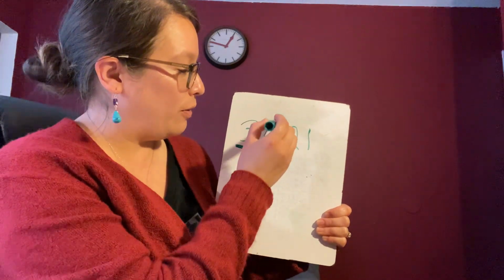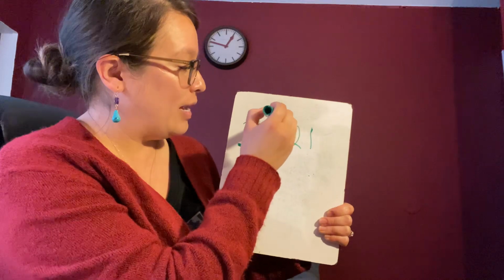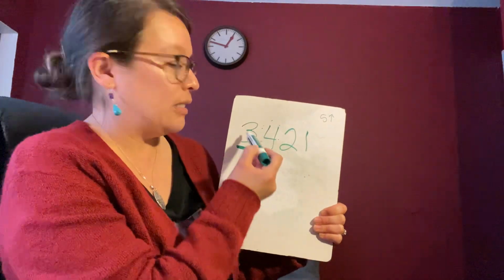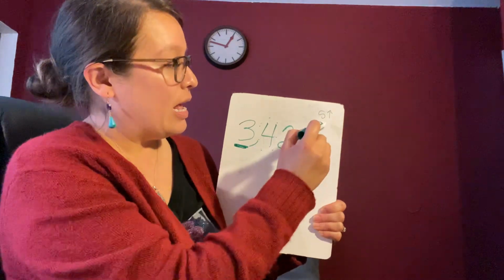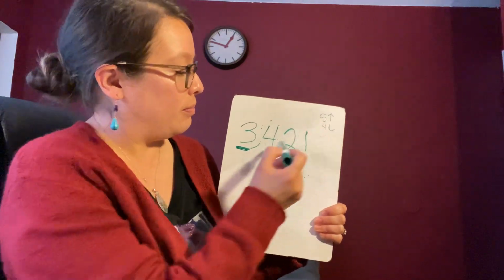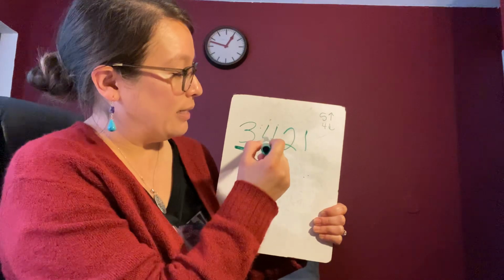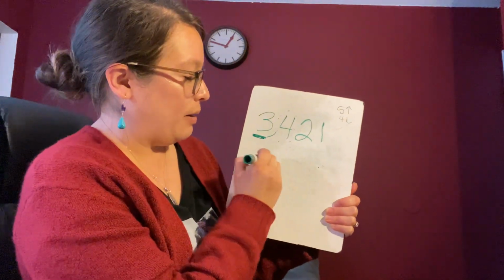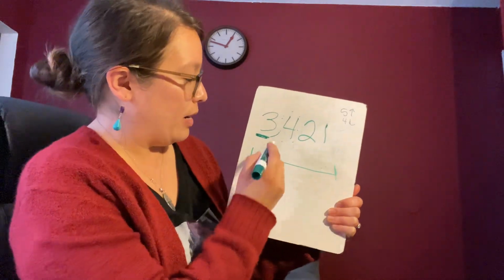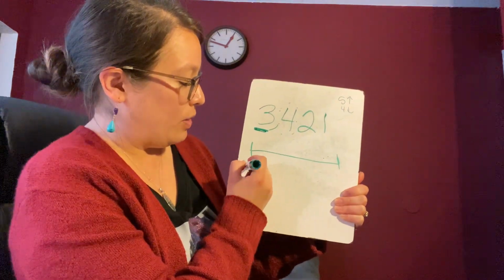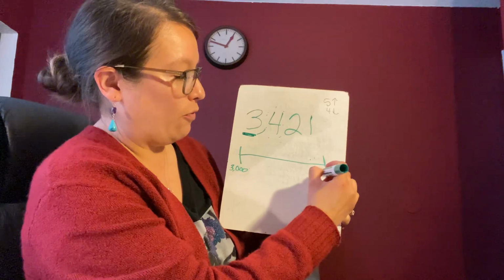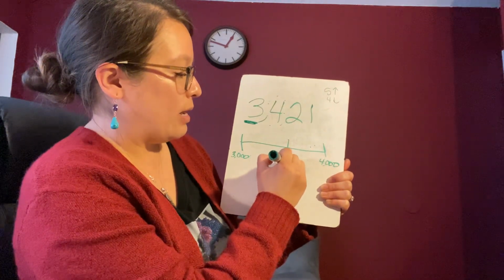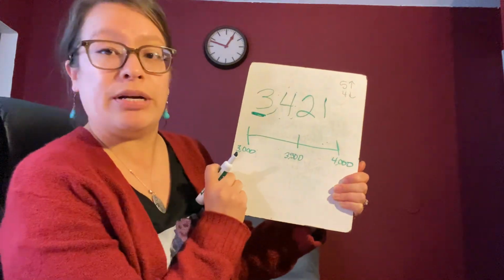Remember this one right here? If it is 5 or higher, this number is going to go up. If it's 4 or lower, this number stays the same, and these all turn to 0. But again, remember that we can do a number line. So we put 3,000 here, and the next one would be 4,000 here. And right in the middle would be 3,500.